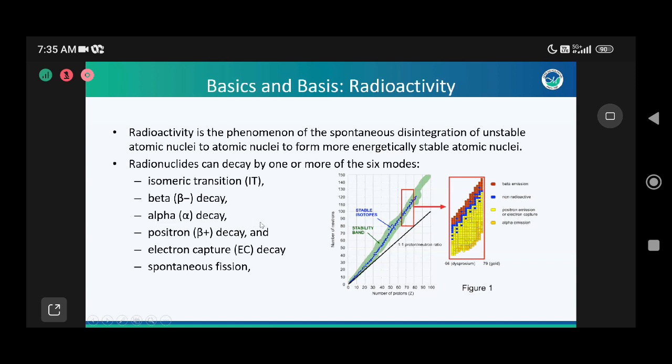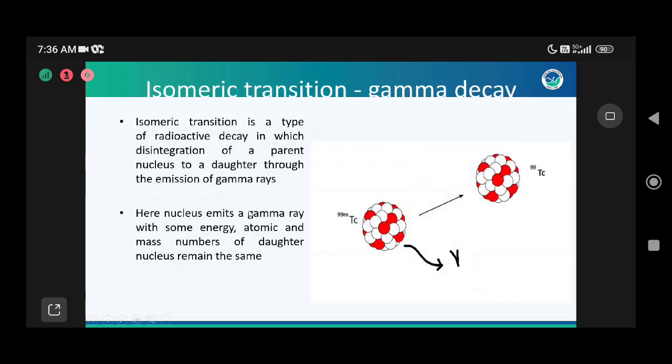These are all important because we have specific molecules which undergo specific types of decay and help in some diagnosis or some therapy. So I'll briefly tell about these. Isomeric transition, or gamma decay, is a type of decay in which the parent nucleus disintegrates to the daughter nucleus through emission of gamma rays. So gamma rays are emitted, the parent nucleus becomes the daughter nucleus, and it becomes stable.